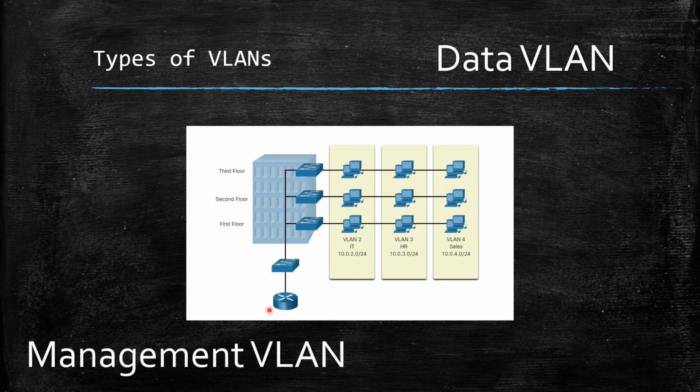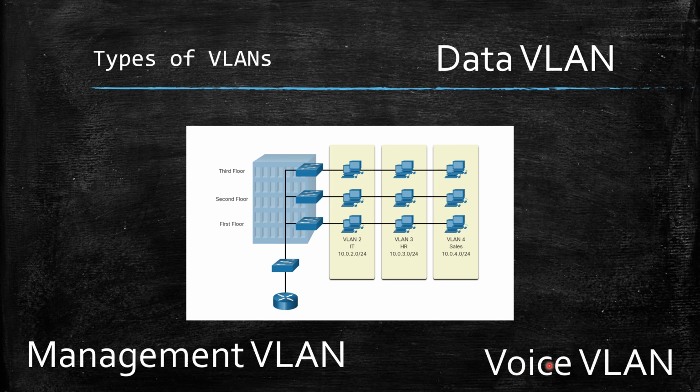The next type is management VLAN. It is also a type of data VLAN, but it is configured manually by the administrator for the specific purpose of managing the network. If we want to manage a network remotely, the network traffic required for remote management, such as SSH, HTTP, HTTPS, Telnet or something else, is all configured in the management VLAN.